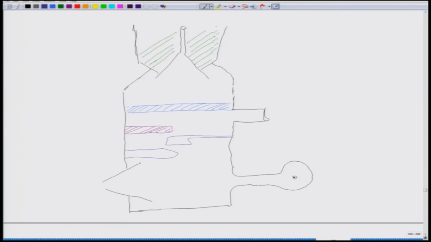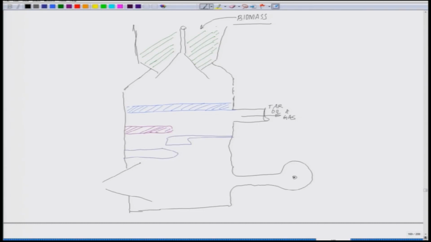Okay, so now this is the top, what you see, where you feed the biomass. This is the biomass feeder. Now this orifice what you see out here is where the tar, oil and gas come out. This is the outlet.